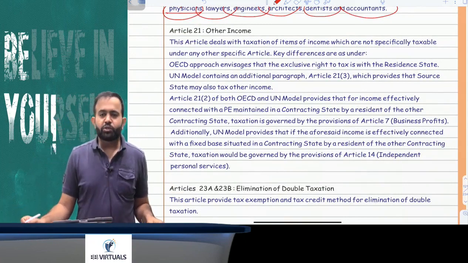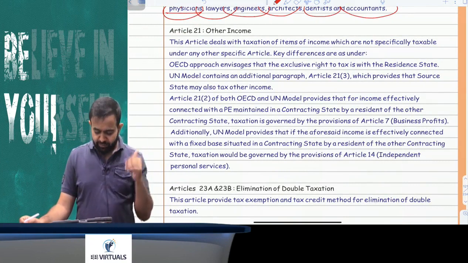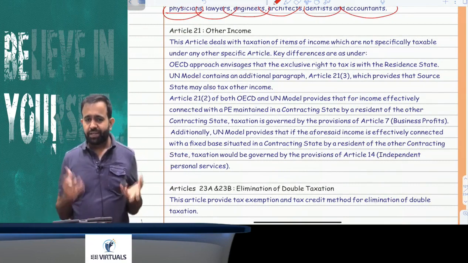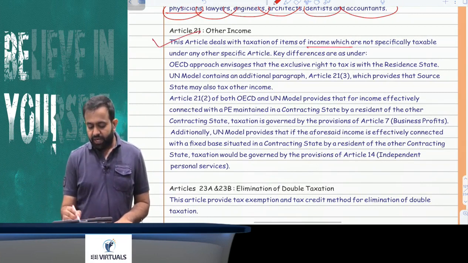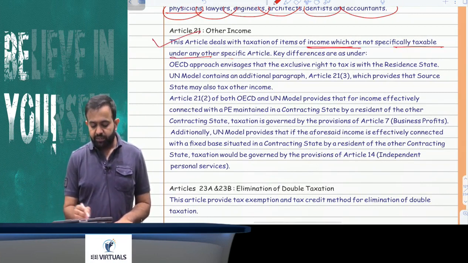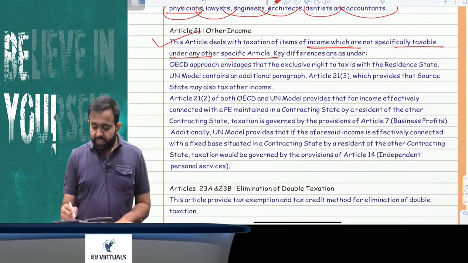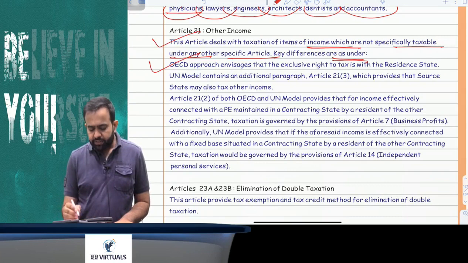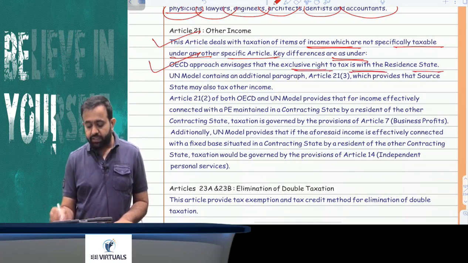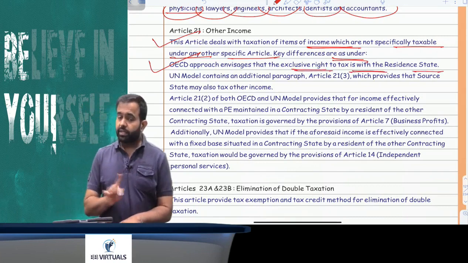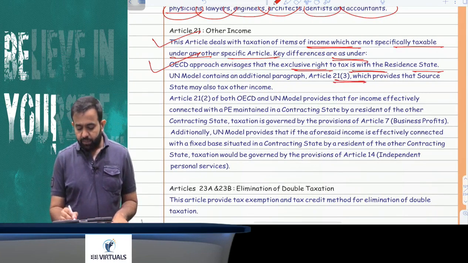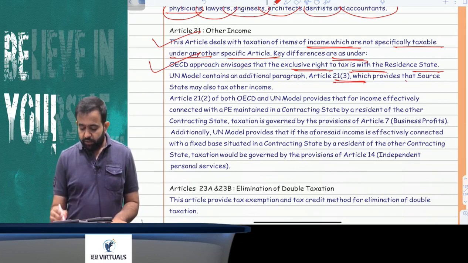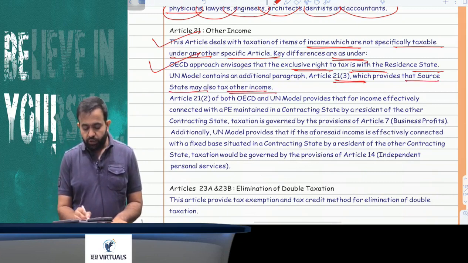Now sir, suppose any income is not covered in the above articles, then article number 21 says that it is other income, where other income will be taxable. This article deals with the taxation of items of income which are not specifically taxable under a specific article. Key differences are as under. The OECD approach envisages that the exclusive right of tax is with the residence state. OECD says exclusively with the residence state. The UN model contains an additional paragraph in the article, that is 21.3, which provides that the source state may also tax other income.